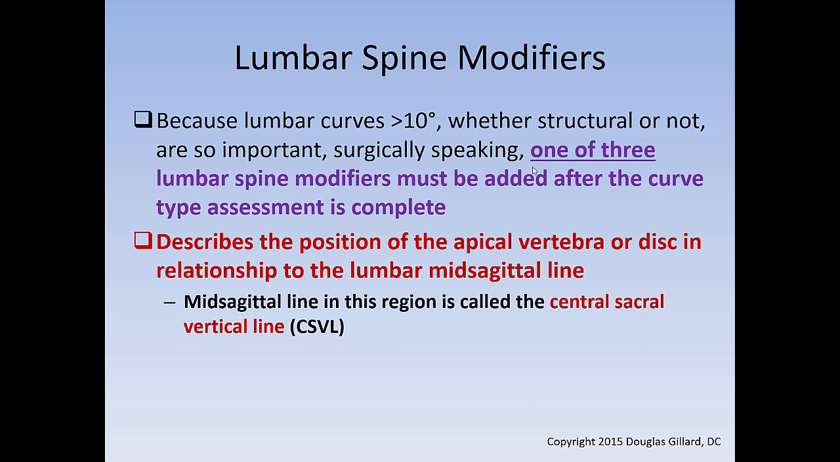Now we'll talk about the lumbar spine modifiers. They're not that complicated. So as we just said before, the lumbar curve is important. It'll help us decide, in a fusion anyway, how far to extend the fusion proximally. So as long as the curve is over 10 degrees, you're going to rate it. Why, if it's under 10 degrees, wouldn't you rate it? Because that's not a scoliosis. By definition, a scoliosis has to be greater than 10 degrees on a coronal Cobb angle.